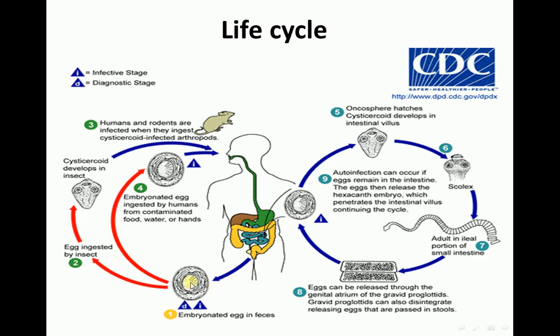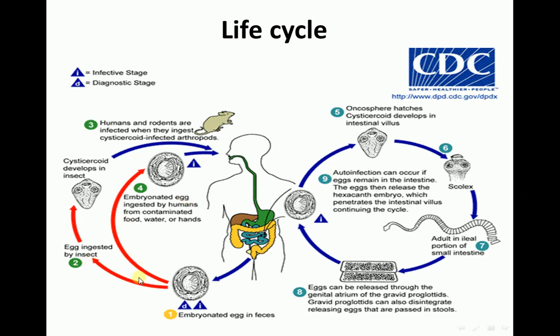The first pathway is the direct pathway, external autoinfection, by ingestion of embryonated egg containing hexacanth embryo by the patient, which then hatches to hexacanth embryo and goes to the intestine, attaches to the mucosa of the intestine by the suckers, and produces the other segments of the worm.